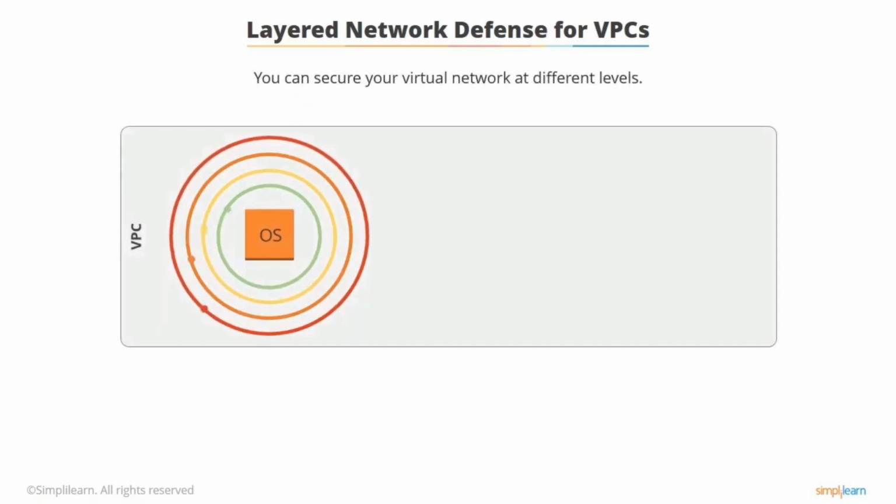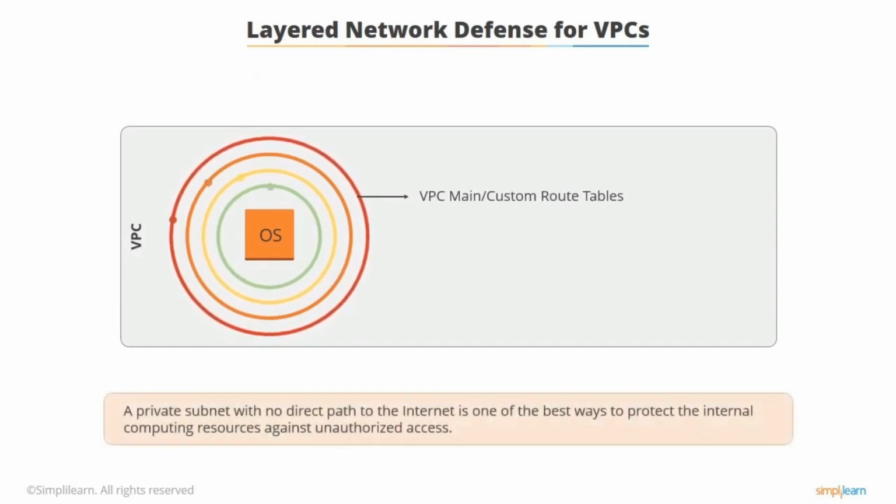You should and you can secure your virtual network at several different levels. The most broadly scoped level of security is at the route table level. Having a private subnet with no direct path to the Internet is one of the best ways to protect your internal computing resources against unauthorized access.